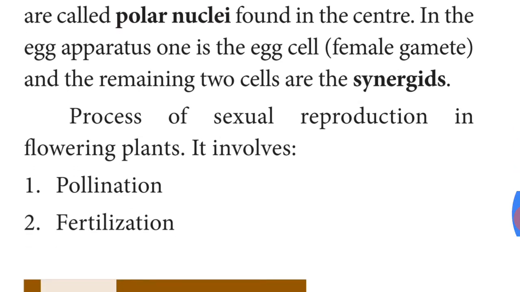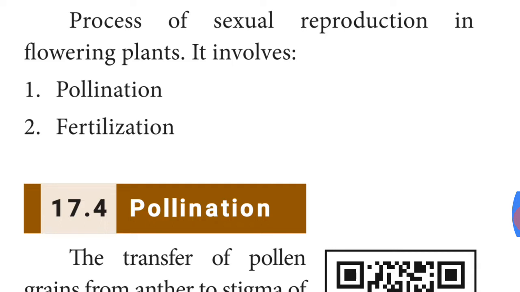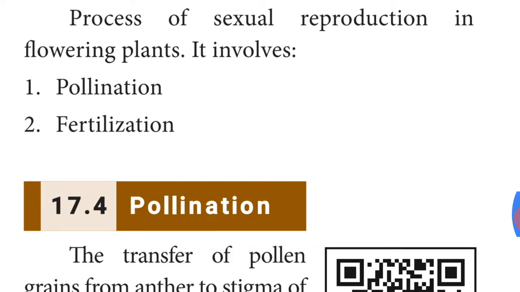Next is the process of sexual reproduction. Sexual reproduction takes place in two steps. One is pollination and the other is fertilization.